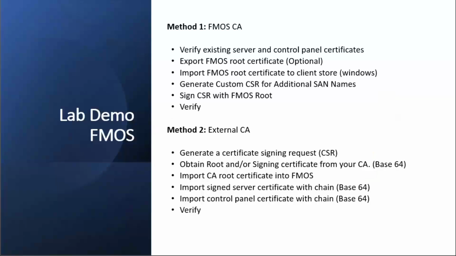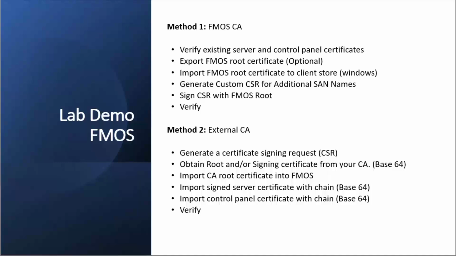Now we've made it to the demo portion of the training. We're going to go over the two methods discussed earlier. The first one being the FMOS CA, and the second one is the external CA. There are some similarities in these two methods. There's a little bit of overlap.